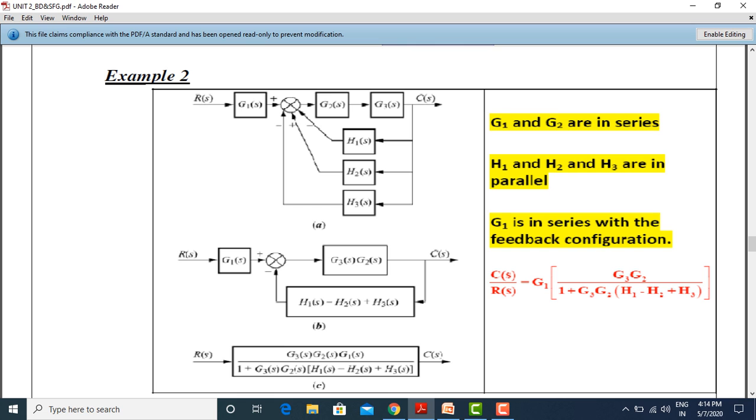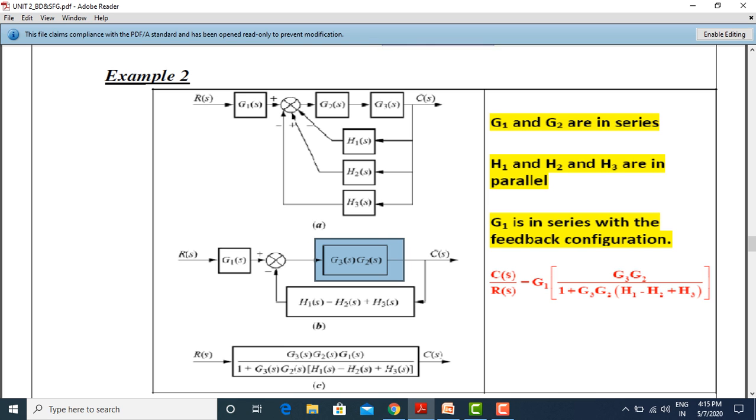observe the diagram first. This is R of S, this is C of S. Here is one summing point and I guess one takeoff point. Now first of all I'll apply those 5 rules. Here I am observing these blocks are in series. There is no takeoff point or summing point between them. So first of all I'll reduce that to this, G2 into G3.